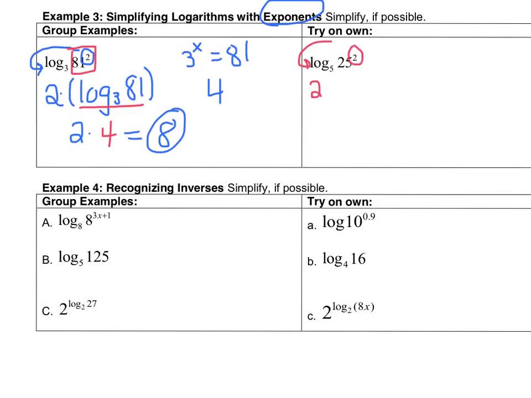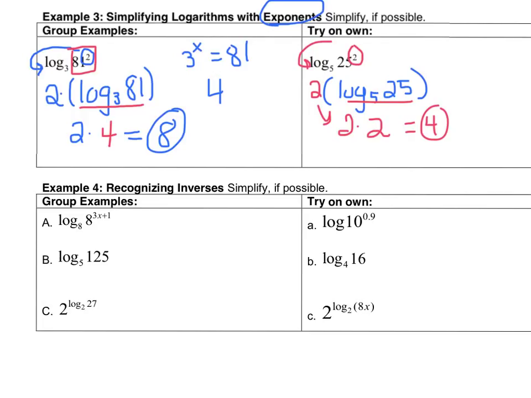So we'll have 2 times the log base 5 of 25. So now we need to figure out what's inside the blue parentheses. What power do you raise 5 to and get 25 for your answer? The answer is 2. So we'll multiply it by the 2 out front, and our final answer is 4.